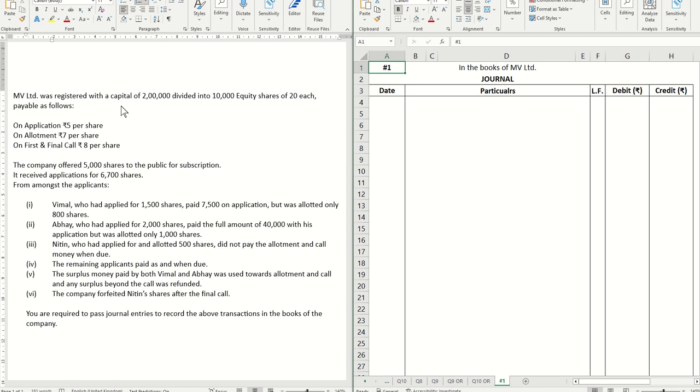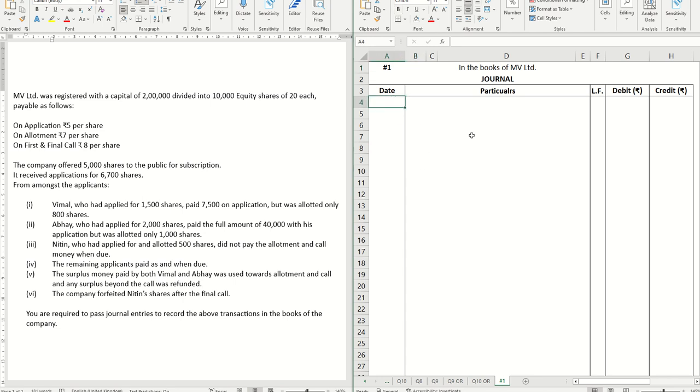MV Limited is registered with a capital of 2 lakh divided into 10,000 equity shares of rupees 20 each, payable rupees 5 on application, rupees 7 on allotment and rupees 8 on first and final call. The company offered 5,000 shares to the public for subscription and it received applications for 6,700 shares.